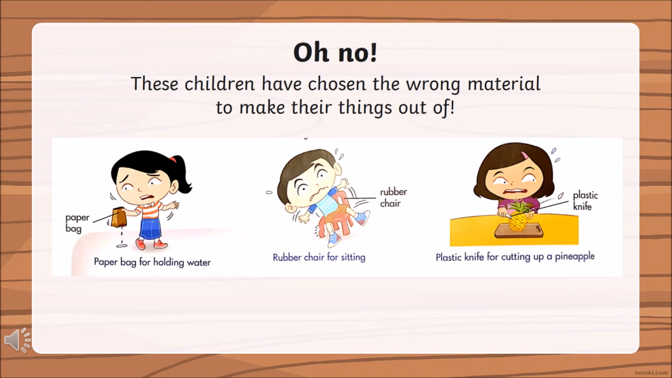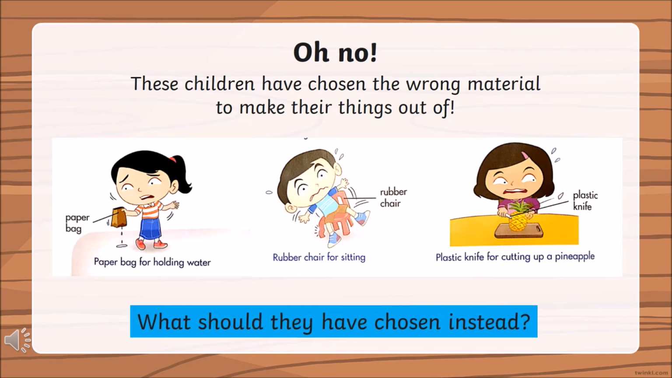The third girl, she's using a plastic knife. You can usually use plastic knives for doing things, but usually only for takeaway food. Maybe not for cutting up a pineapple. Now the question is, what should they have chosen instead? Which materials would have been more suitable?